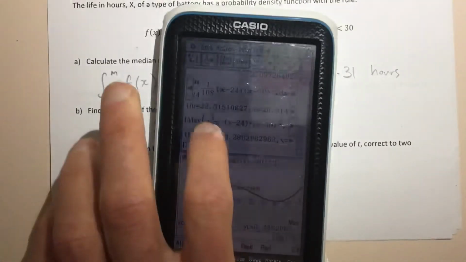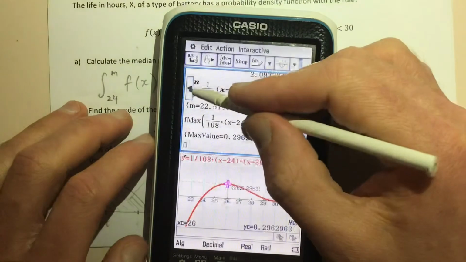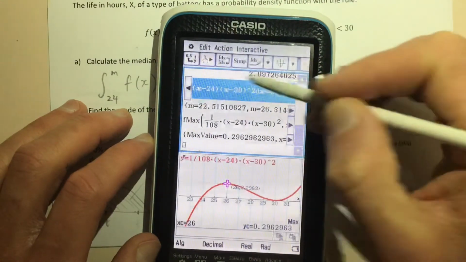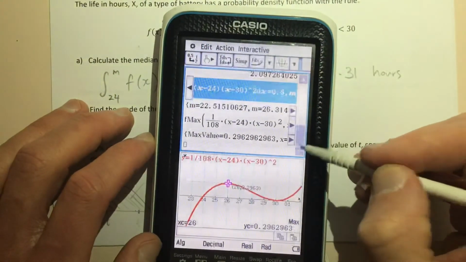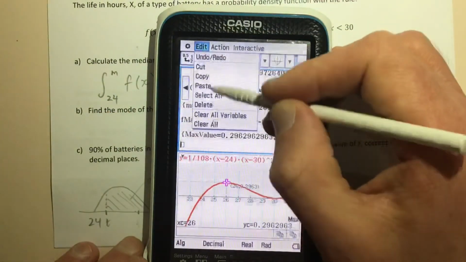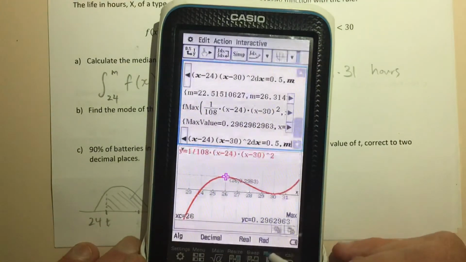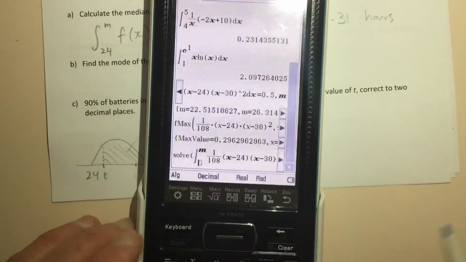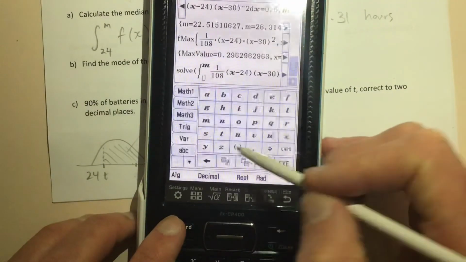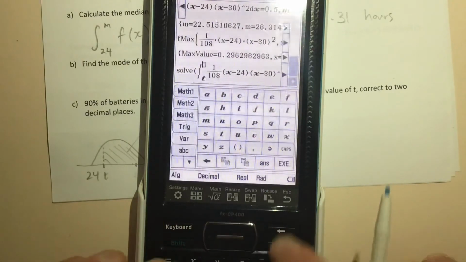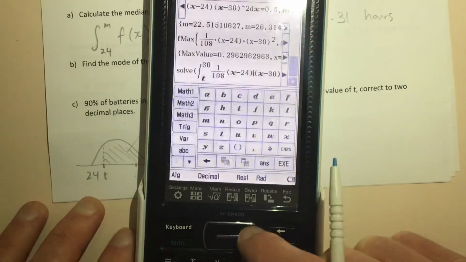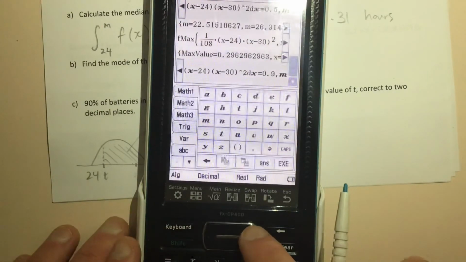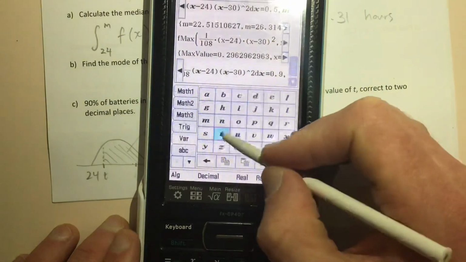Coming back to the calculator, I'm going to highlight this entire line that we already did when we solved for m. Now I'm going to copy that down to a new line and just change the terminals. This time we're using t as our lower terminal, and the upper terminal was 30. The function is still the same, which is why I was a bit lazy and copy pasted it. And we're setting the integral equal to 0.9, and solving for t instead of m.